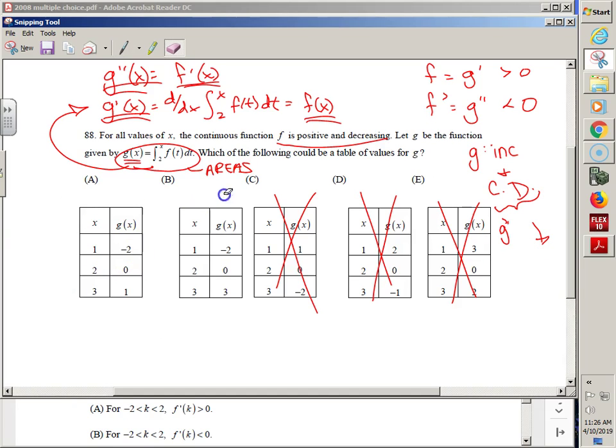Hold on, rethink. Oh, but wait a minute. These ones still show decreasing, and they said that F is positive. So my increasing is still true. So it can't decrease. The Y values can't decrease for G. We know that. Both of these show increase, but only this one shows increasing at a slower rate.